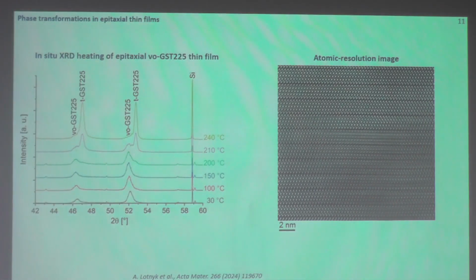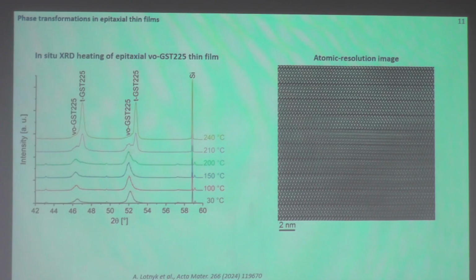The transformation from the vacancy ordered phase, for example to the trigonal phase, can also be studied by in situ X-ray diffraction. In situ X-ray diffraction is, I think, a well-known method, also available here in Silchar. But in this case, we also use a heating stage to heat up our system containing vacancy layers. This is an epitaxial thin film.